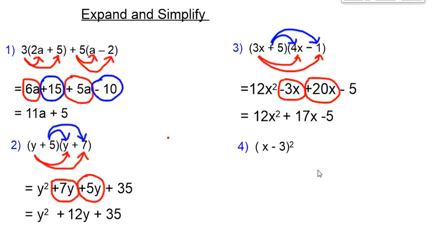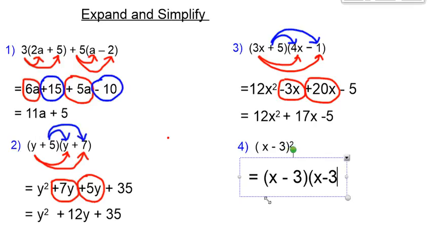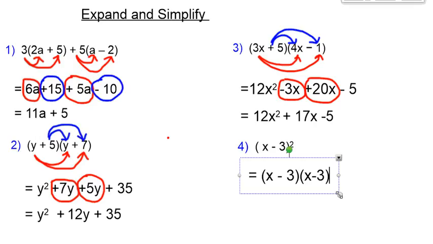And our final question for this lesson, x minus 3 squared. So it means 2 lots of this. It means x minus 3, x minus 3. Students make a lot of mistakes on this question. They get confused when they see the square sign. It means multiply it by itself. And then we do the same thing like we did before.